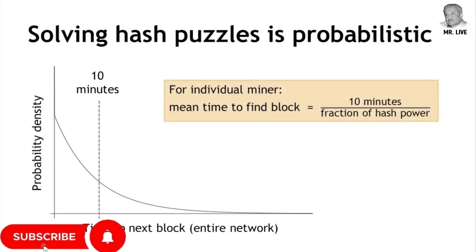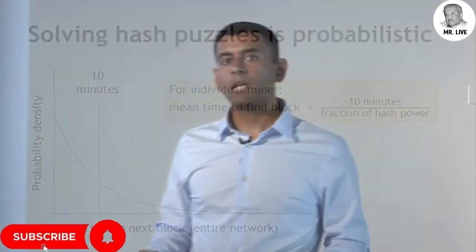For a specific miner, the mean time to find a block, given that you've just found a block, is going to be 10 minutes divided by the fraction of hash power that you control. So again, if you have 0.1% of the total network hash power, you're going to find blocks once every 10,000 minutes, which is several days. And so not only is your mean time between blocks going to be very high, the variance of the time between blocks found by you is also going to be very high. And this has some important consequences that we're going to be looking at in later lectures.